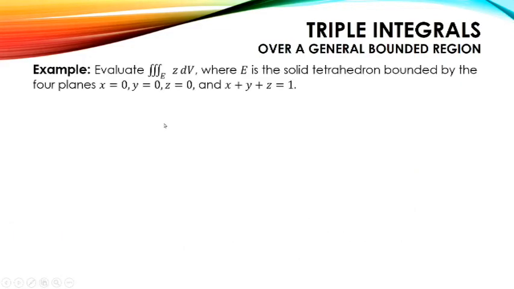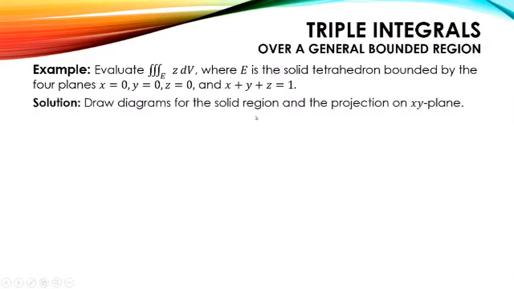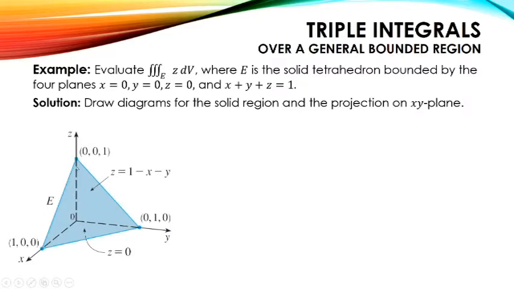So as an example, evaluate the triple integral of z dV on the region E, where E is a solid tetrahedron bounded by the four planes, x is equal to 0, y is equal to 0, z is equal to 0, and x plus y plus z is equal to 1. So, solution, first we can draw diagrams nung solid region and yung projection niya onto the xy plane. So, ito yung itsura ng solid tetrahedron.